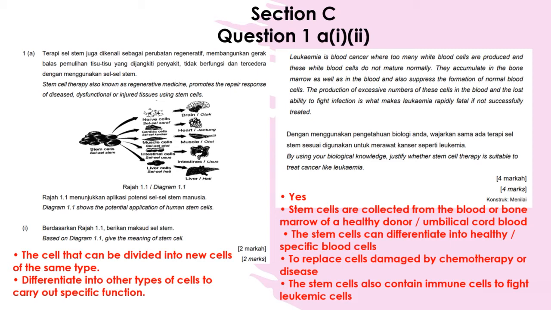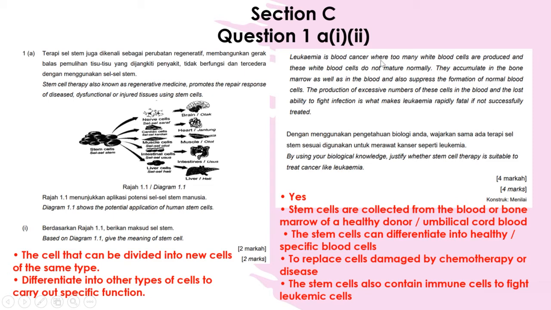That's why stem cell therapy is very important now, because the stem cell is able to divide into new cells, and it is also able to differentiate into any type of cells to carry out specific functions. Okay, that is 1A1. Now we go to question 1A2.